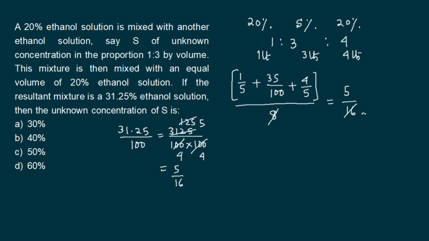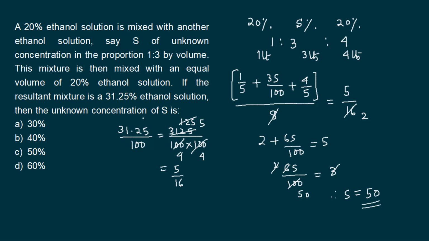So let's solve this. So we have 2 by 5 plus 4 into 2 is 8, that is 10 by 5 will give me 2, plus 6S by 100 is equal to 5, or 6S by 100 is equal to 3. This is 50. Therefore S is equal to 50. Find the unknown concentration of S. Unknown concentration of S is 50%, option C.